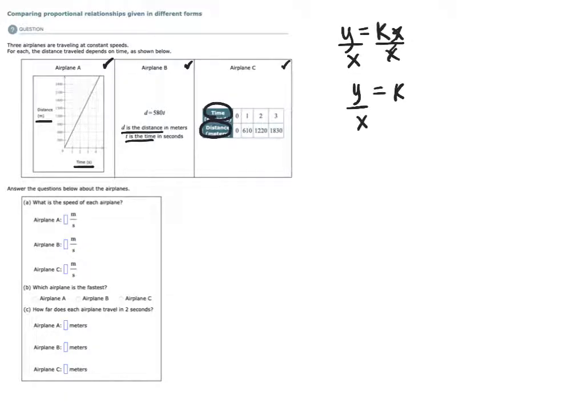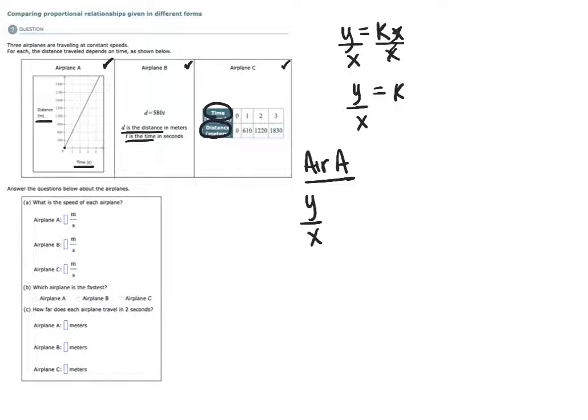Now, if we just apply that information to airplanes A, B, and C, we'll be able to answer part A, B, and C of the ALEKS question here. So with our first one, this is airplane A. So we'll say air A. And if we want y over x, then we can come to our graph and say, well, I see 0, 0, and of course I never want a fraction or a ratio with a denominator of 0. So I'm going to move on. I'm going to find a different point.